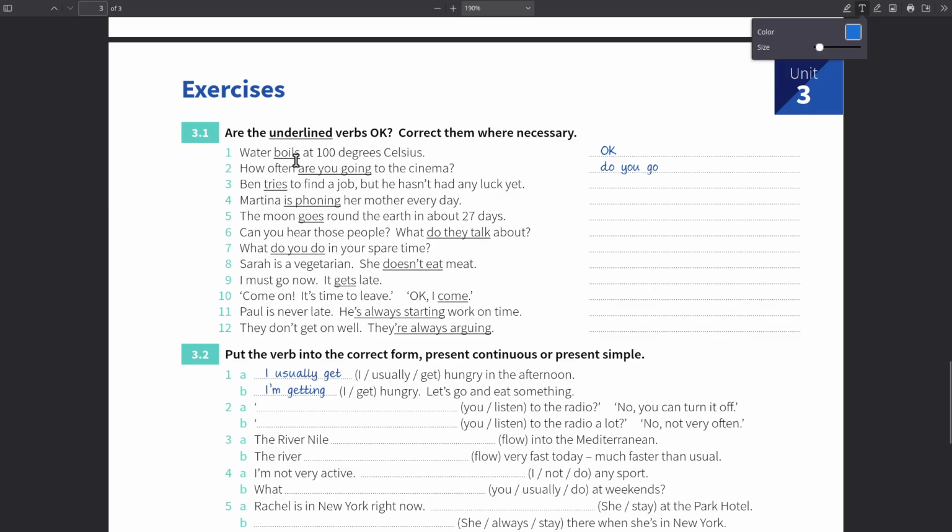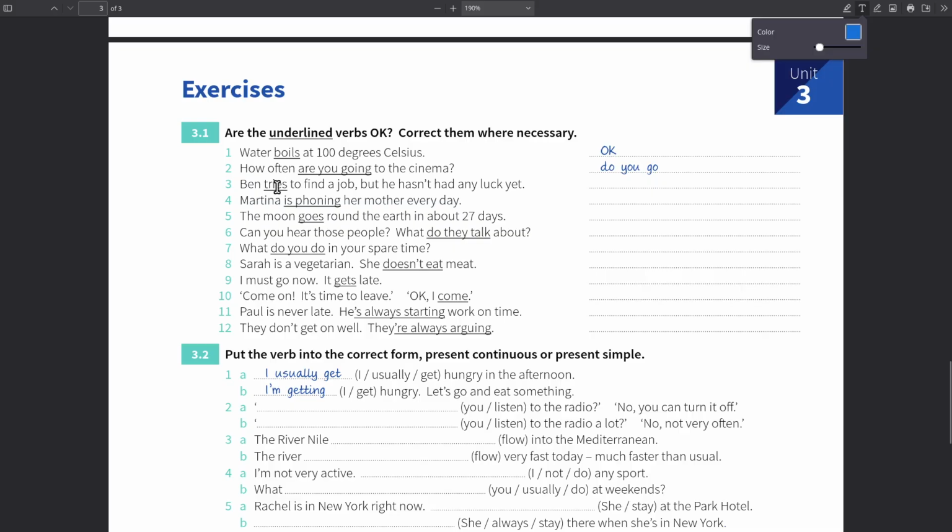For example, water boils at 100 degrees Celsius. That's okay. That's perfect. This one is okay because we are using a simple present, right? And we are talking about third person, because I think water, right? We have to add the s at the end of the base verb. Okay. This one, how often are you going to the cinema? How often are you going to the cinema, right? The correct structure is how often do you go to the cinema, right? So we have to correct it.